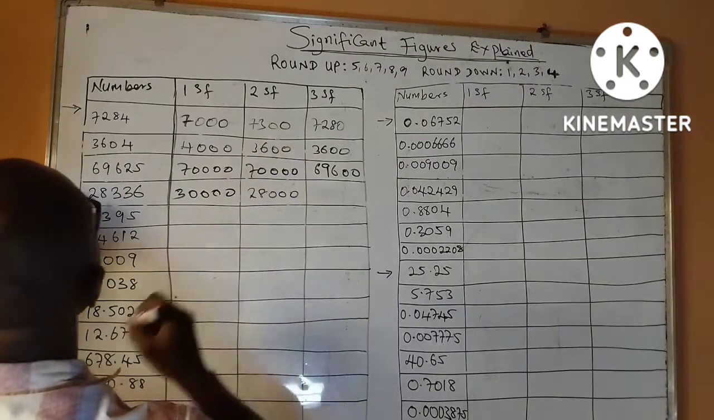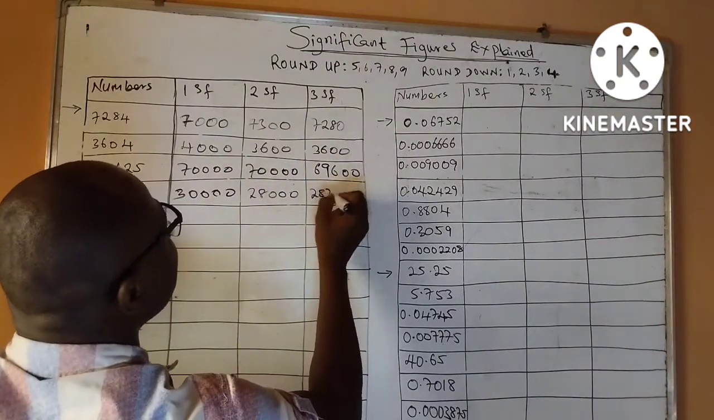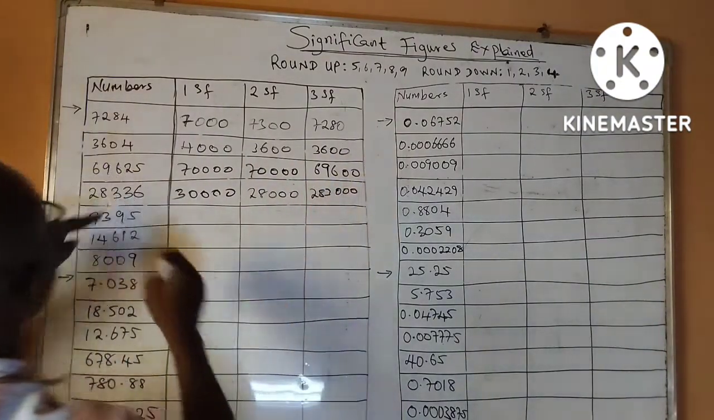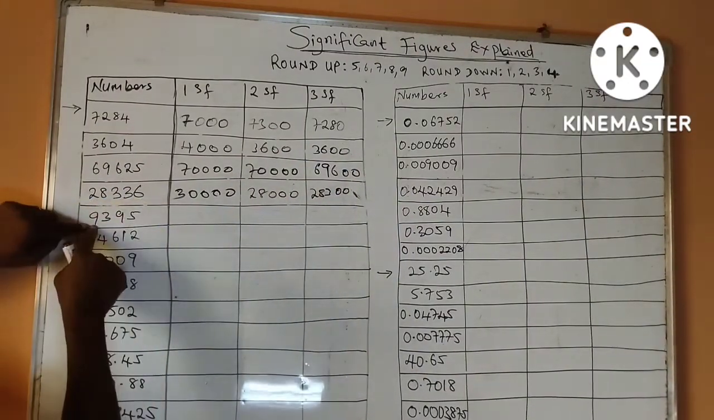Next, to three significant figures, I have 1, 2, 3. So I will now have 2 8 3 0 0. Sorry, two zeros: 2 8 3 0 0. So I come to this.